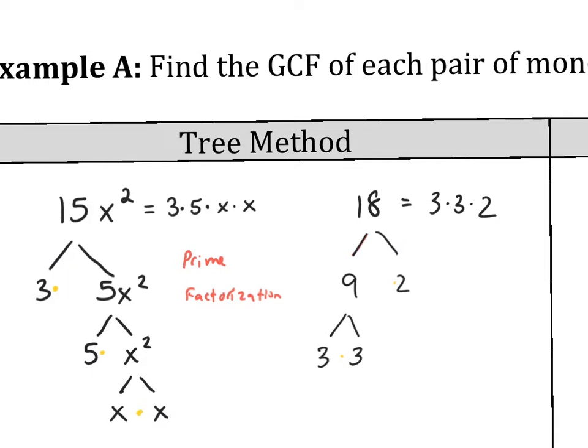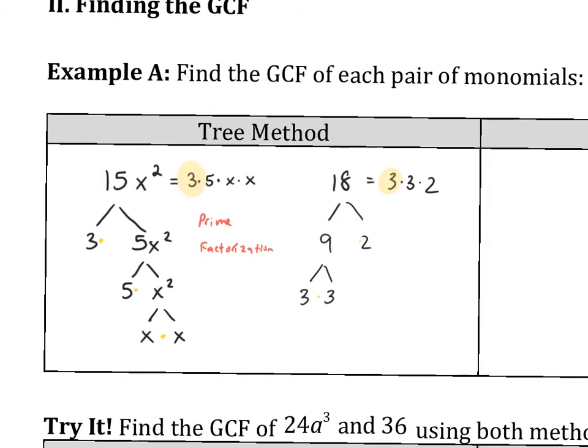In order to find the GCF, all you have to do is find the common things. That's it. I have a 3 here, a 3 here, and nothing else. There is no other. A 5 here, but no 5 here. Another 3 here, but not another 3 here. I have x's here, but no x's there. So, in the end, my GCF is just 3.